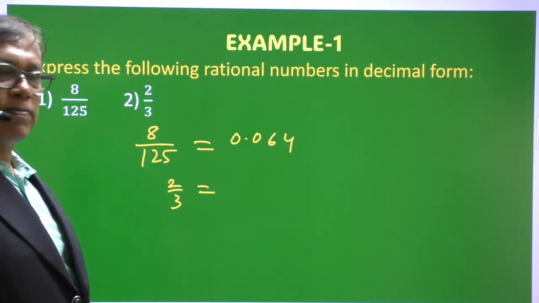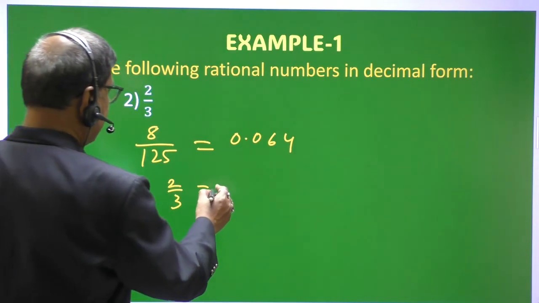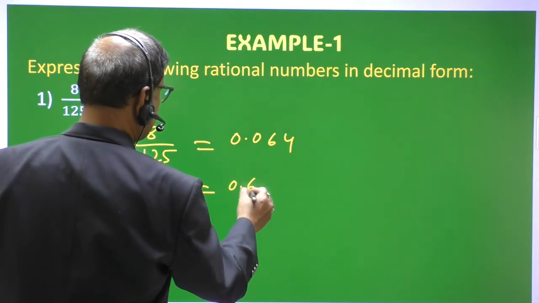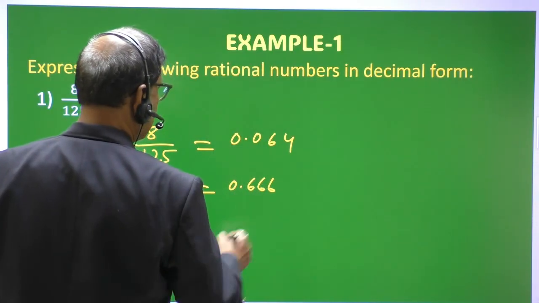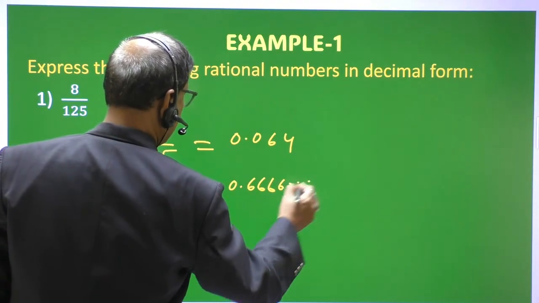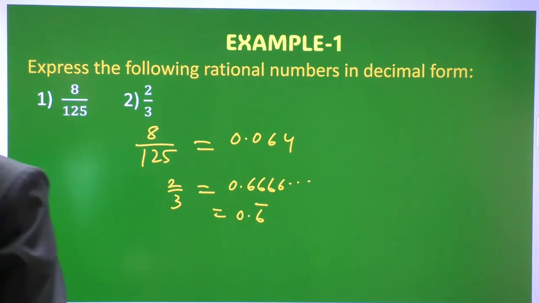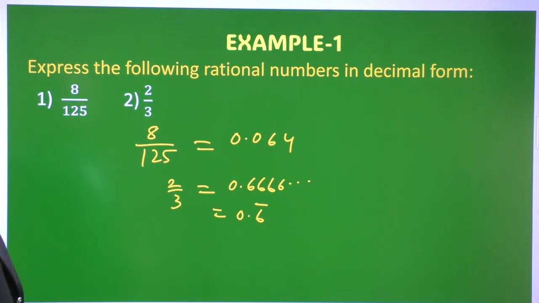What is the decimal form? If you divide 2 by 3, you get 0.666, that is 0.6 bar. Is it clear? So this is the recurring decimal form. Now example 2.